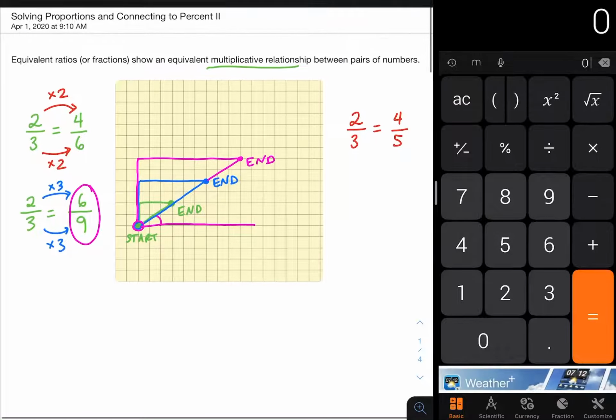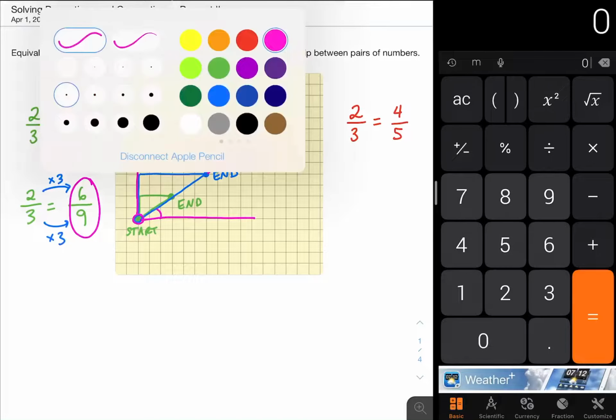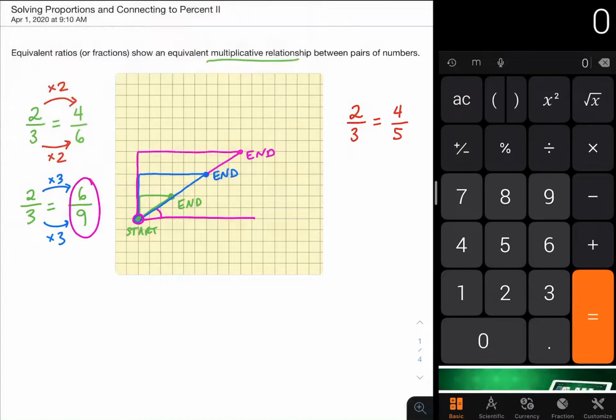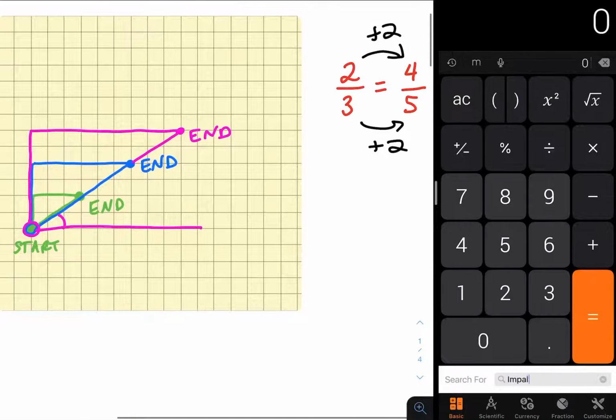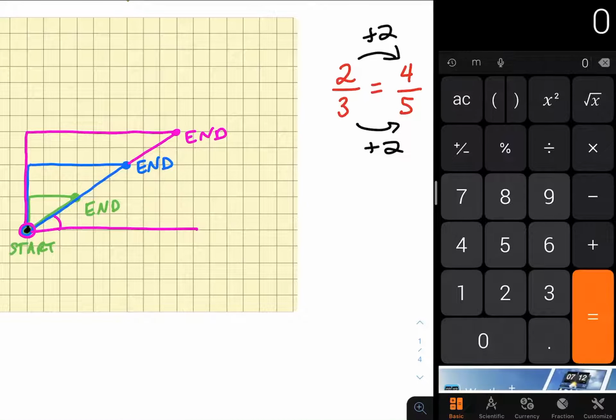If I look at another supposed equation like this one over here, where we have 2 over 3 equals 4 over 5, that's not multiplicative. Here what I've done is I've added 2 to the top and the bottom. Okay, so what does that look like if I put that on the same grid? So I'll start here, and then I'm going to go up by 4, 1, 2, 3, 4, like this, and then over by 5, 1, 2, 3, 4, 5. I'm going to end here.